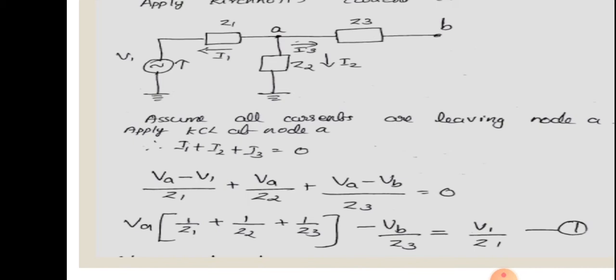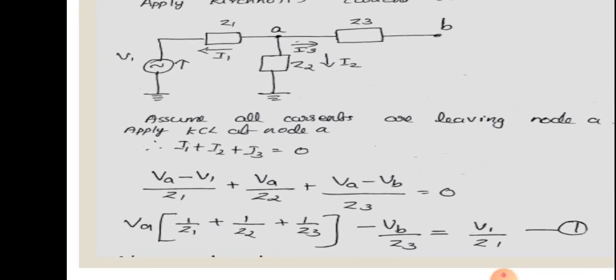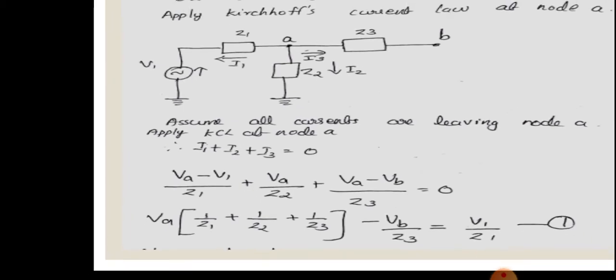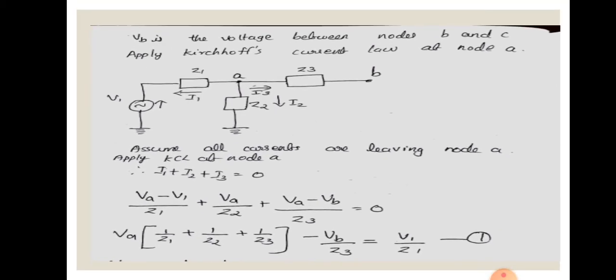So the first equation can be written as (VA minus V1) by Z1 plus VA by Z2 plus (VA minus VB) by Z3 equal to 0. That is the first equation. You can rearrange the equation by taking VA outside. So you will get VA into (1 by Z1 plus 1 by Z2 plus 1 by Z3) minus VB by Z3 equal to V1 by Z1. That is the first equation, obtained by considering the node A.